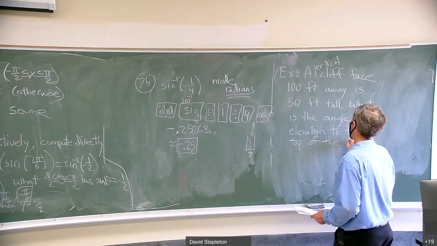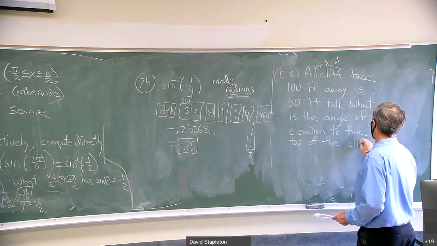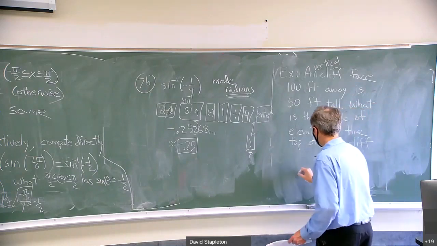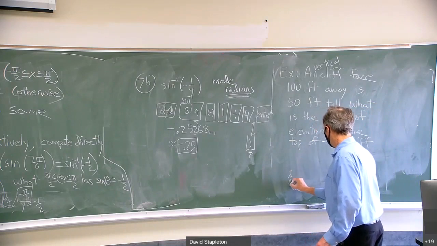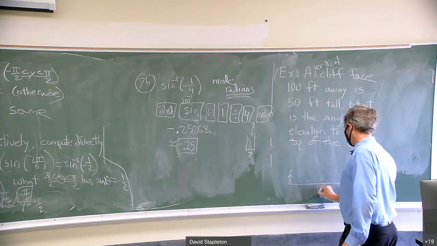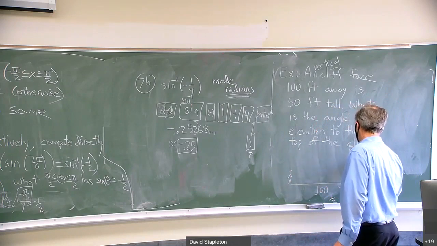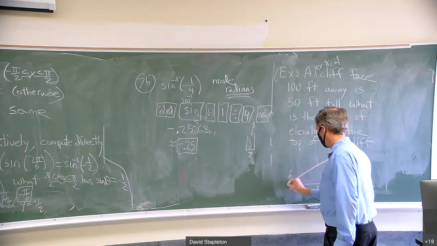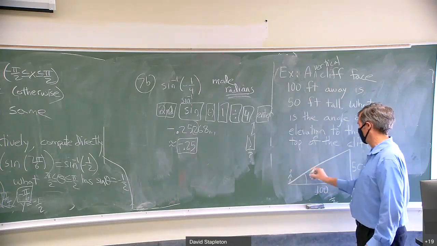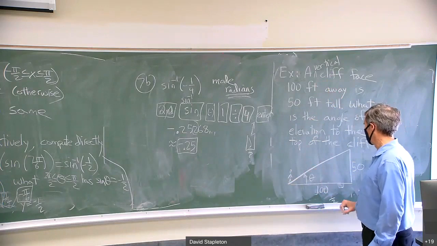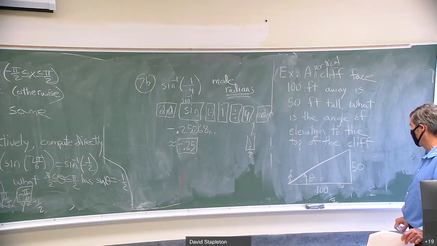So I'll take my own advice, draw a picture. I'm standing here. Here's 100 feet away and a 50-foot climb. Here's the angle of elevation, the angle up from ground level. So what is it? Once you draw the picture, I think it's kind of obvious. What is it?